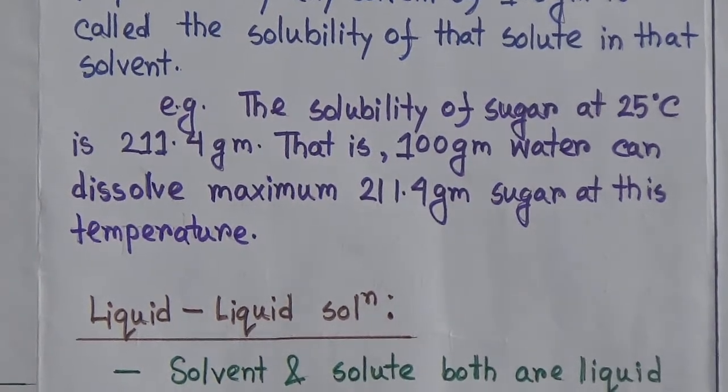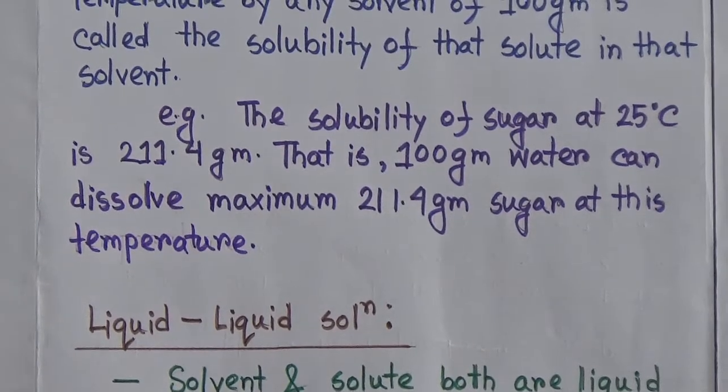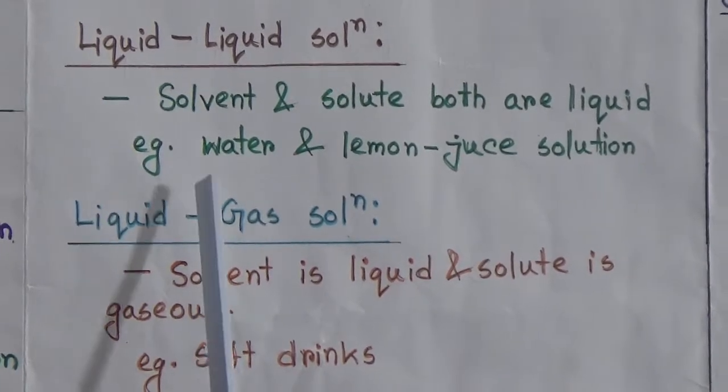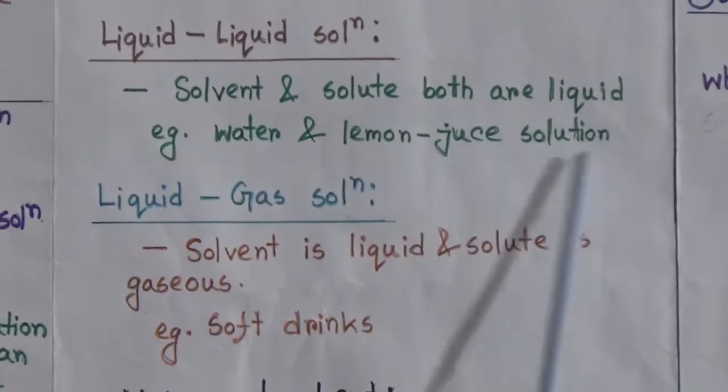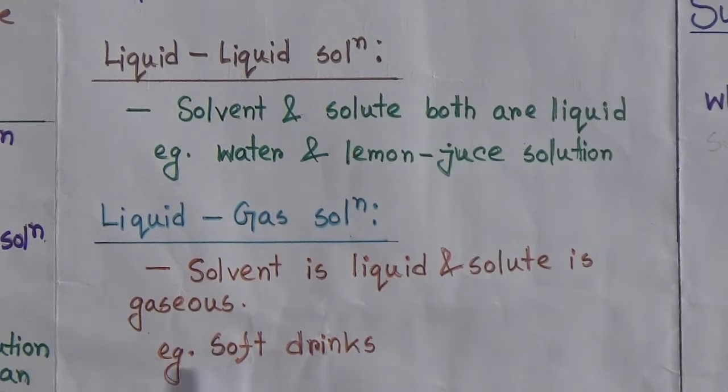We have discussed that normally we see solutions between liquid and solid, but there are also liquid-liquid solutions and liquid-gas solutions. Let's see, water and lemon juice is an example of a liquid solution, and a soft drink is an example of a liquid-gas solution. In a soft drink, carbon dioxide is dissolved in the solvent.